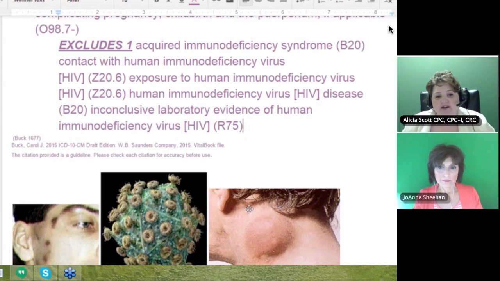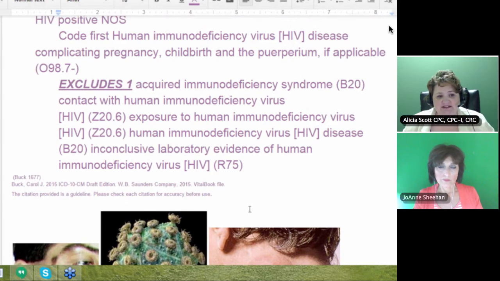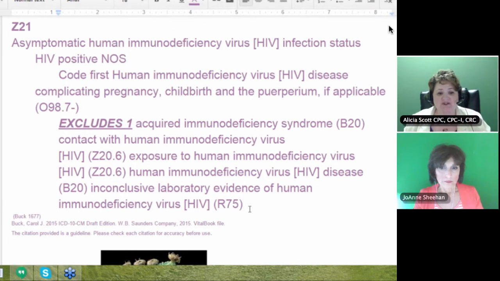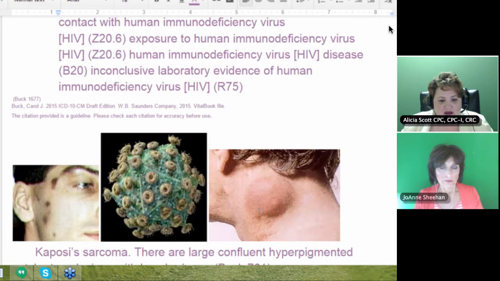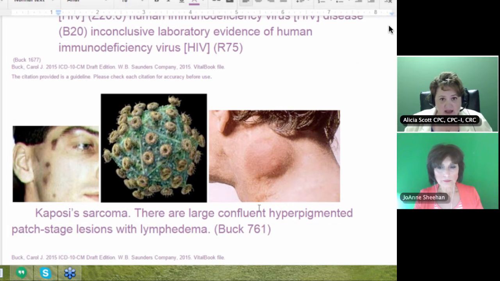So what turns this Z21 HIV positive into full-blown AIDS, which is B20? And I'll show you. Right there in the ICD manual for Carol Buck, and one of the reasons I really like this manual is it gives you all this extra information, and I don't think the other manuals do, but it tells you these 3 conditions that will turn HIV positive into AIDS.